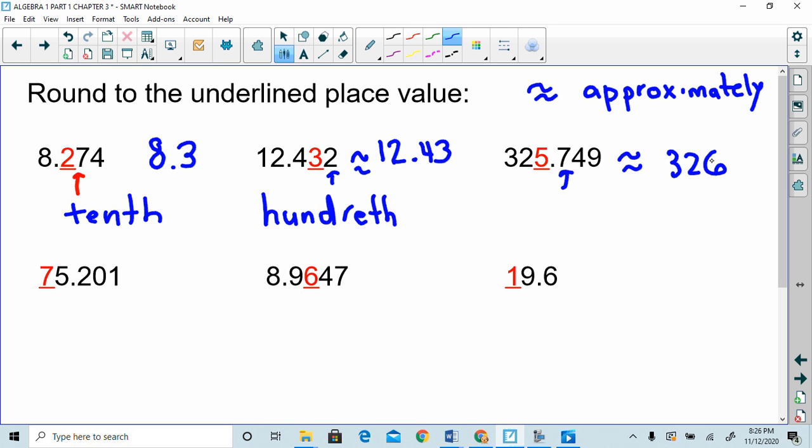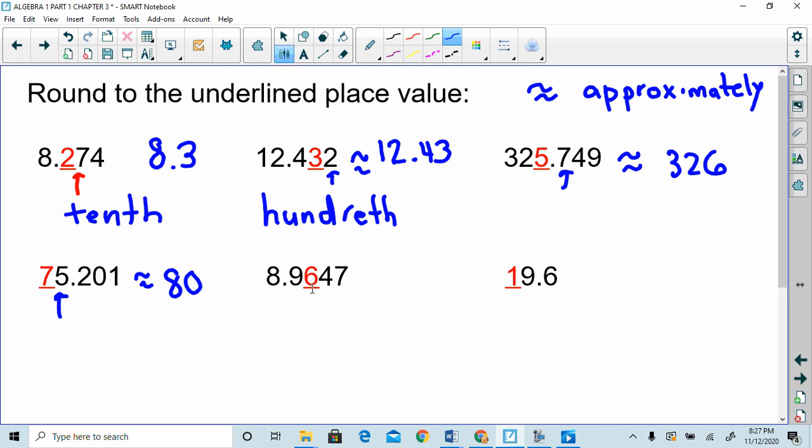On to my second row. Again, I see an underlined, or in this case underlined and red to really highlight it, that's the tens place. So I'm looking now at the ones, and that's a 5. Remember, 5 or greater rounds up. This is approximately equal to 80.